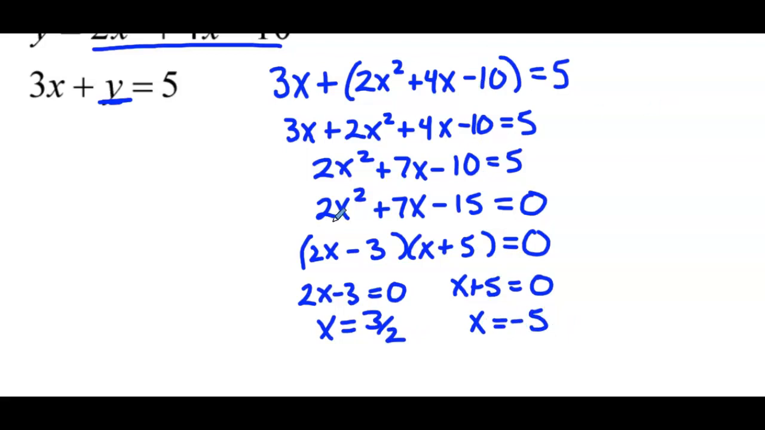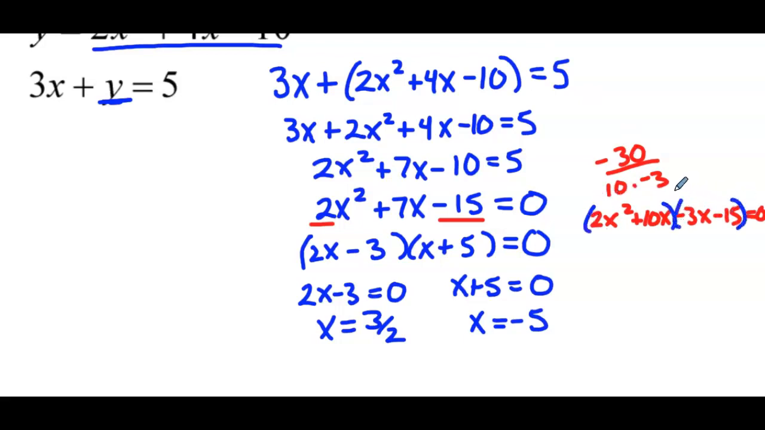Now just quickly on the side, showing what you would get with the grouping method, because it's great review. We'd have -30, so a factor pair would be 10 and -3. So you'd have 2x squared plus 10x minus 3x minus 15 equals 0. And from there you would proceed to group the first two and the last two terms together and solve. And you would wind up with these two factors in the end. Okay, so we have our x values, we need our y values. So we have to solve.